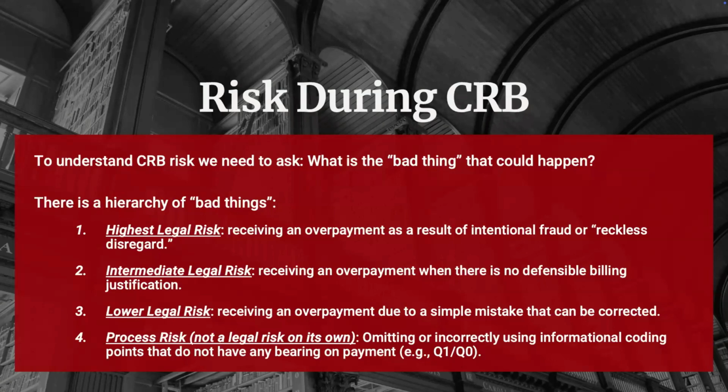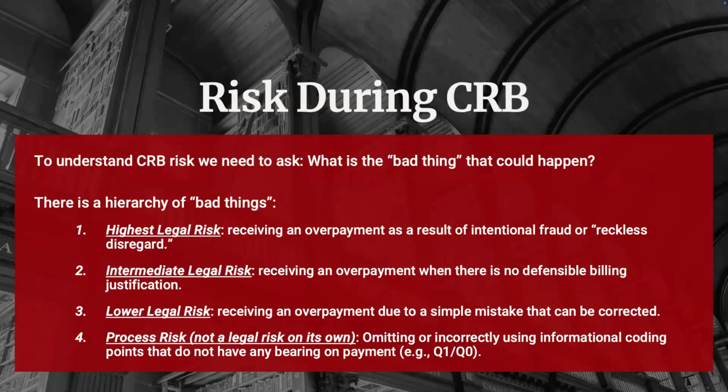And then the lowest tier that we have under the False Claims Act hierarchy of bad things is a process risk. And this is actually not a legal risk on its own. It's omitting or incorrectly using the informational coding points that do not have any bearing on payments. So specifically here, we're talking about the Q1 and the Q0 modifiers. If you omit or incorrectly use a Q1 or a Q0, it has no bearing on the payment that you're going to receive, and it doesn't generate an overpayment.